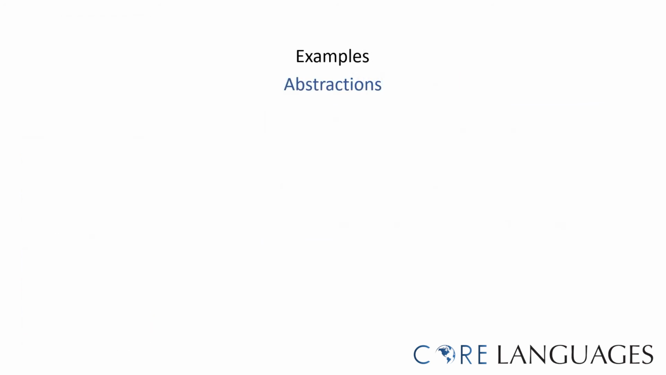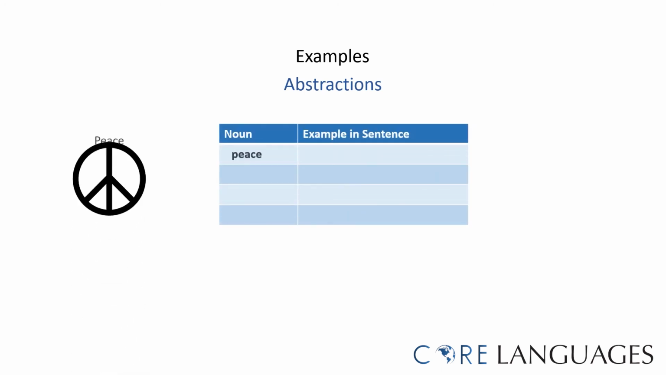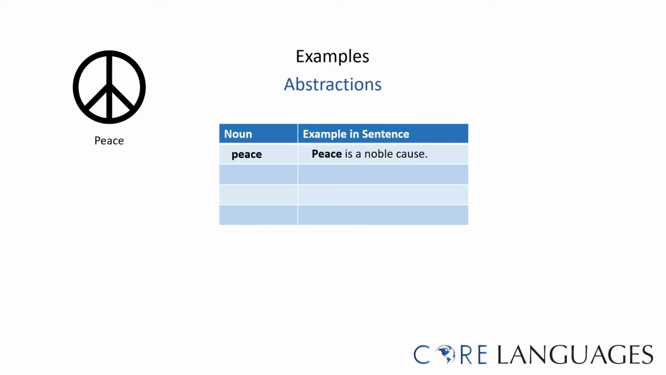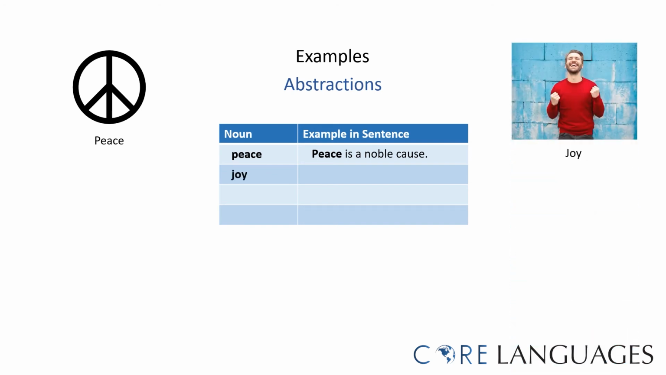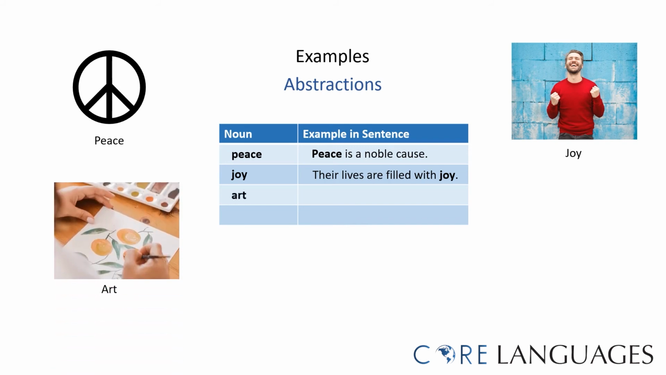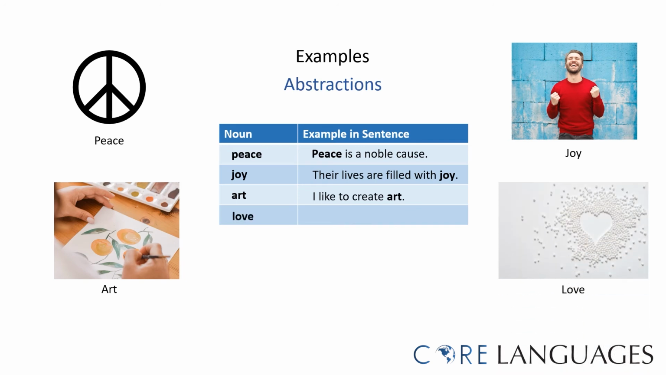Here are examples of sentences that use uncountable nouns that are abstractions or feelings. For example, peace. Peace is a noble cause. Joy. Their lives are filled with joy. Art. I like to create art. Love. Love is a powerful emotion.